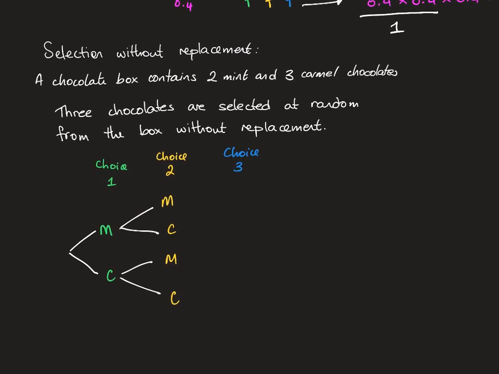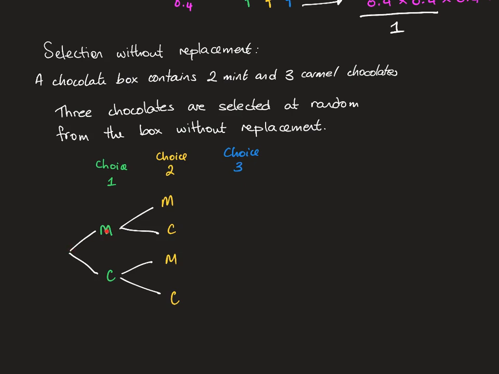Selection without replacement. So a chocolate box contains 2 mints and 3 caramel chocolates. 3 chocolates are selected at random from the box without replacement. So choice number 1 from the box will be either a mint or a caramel. Choice number 2 will be either a mint or a caramel, regardless of what happened in choice number 1. But choice number 3 will be a little bit different.